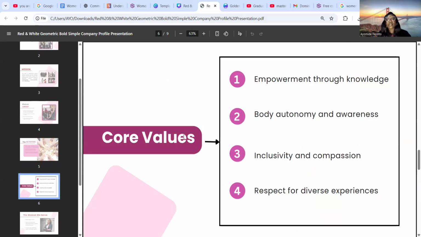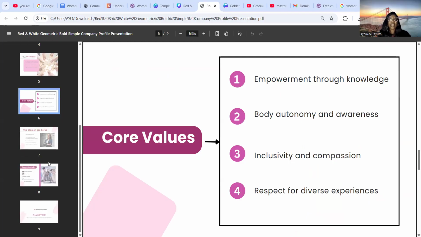What are our core values? To empower through knowledge, body autonomy and awareness, inclusivity and compassion, and respect for diverse experiences. Regardless of the experience you've had, we respect your experience, we respect you, and we respect your decision.